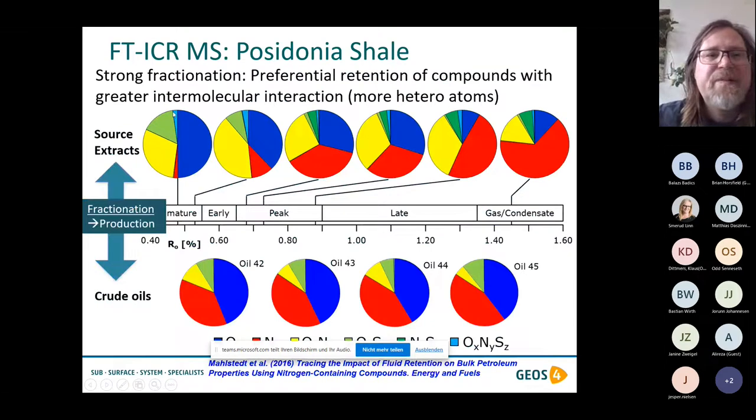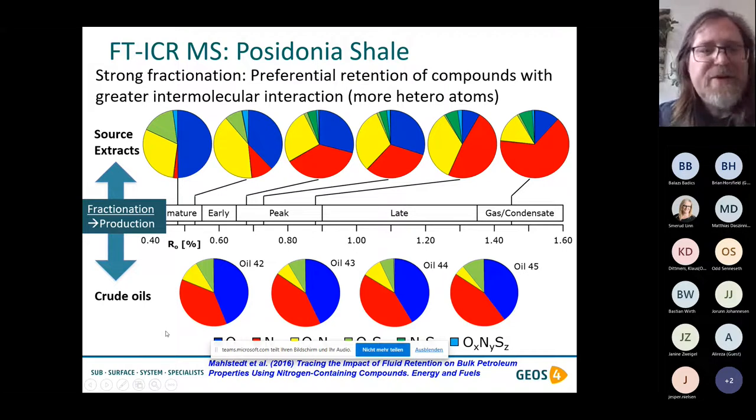The first one is the Posidonia shale source extracts versus crude oils. Using this elemental class distribution in the pie charts, it is clear that the elemental composition of the NSO fraction really is different with increasing maturity. But at all stages, the source rock extracts, or the retained petroleum, are rich in oxygen, nitrogen, and oxygen and nitrogen-containing compounds.